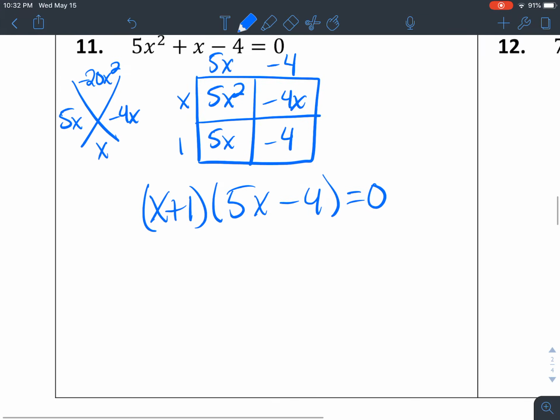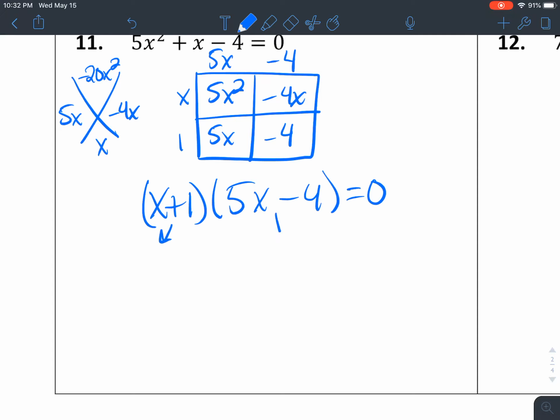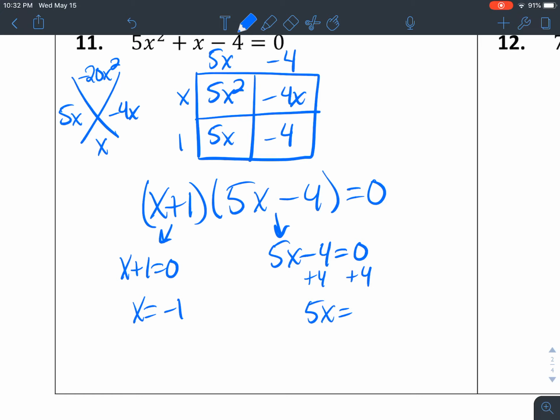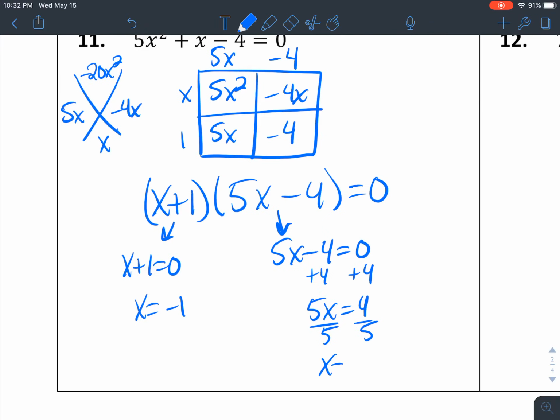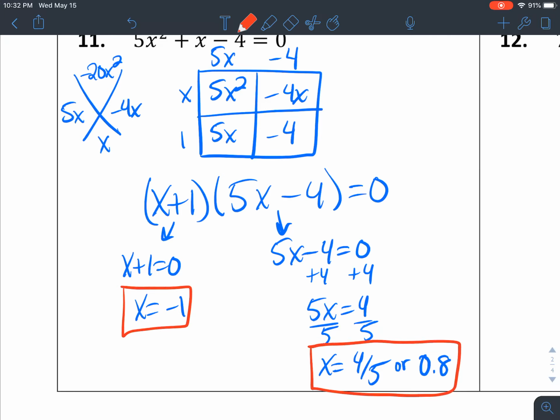And that still is equal to 0. So we'll set each one of those equal to 0. x plus 1 equals 0, so x equals -1 as one of my solutions. 5x minus 4 equals 0, so I add 4 on both sides. 5x equals 4. Divide by 5 on both sides, and I get x equals 4/5. Those of you who use the formula, you probably got 0.8, which again, both of those are fine. Both are completely valid and correct solutions.